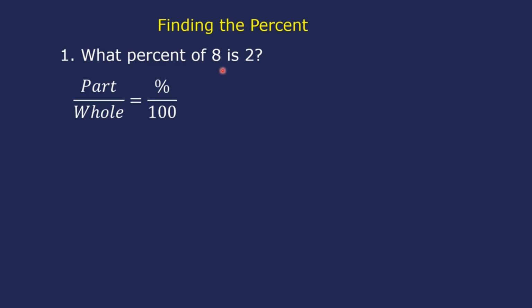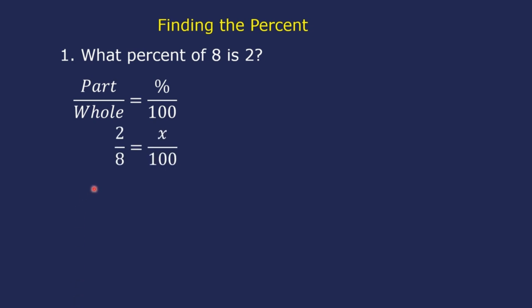Which of these two given data is the part and which is the whole? The number after the preposition "of" is the whole and the other number is the part. So we substitute 2 for part and 8 for whole, and then we represent the percent by x. So we have now 2 over 8 is equal to x over 100.